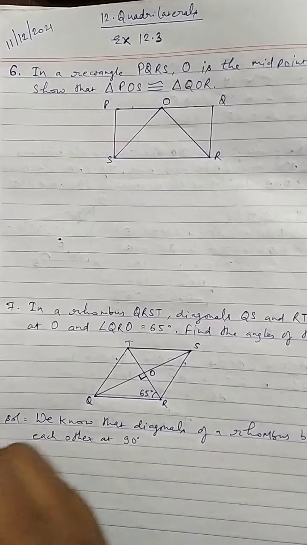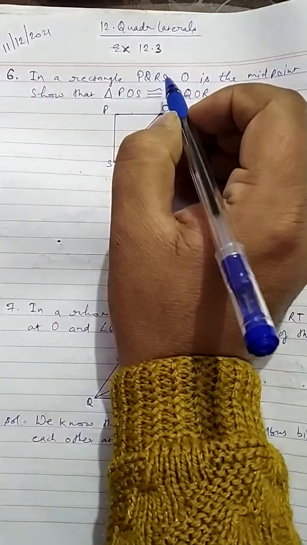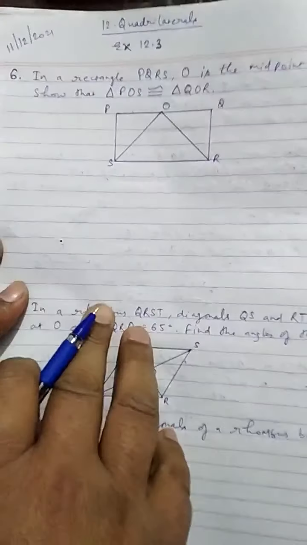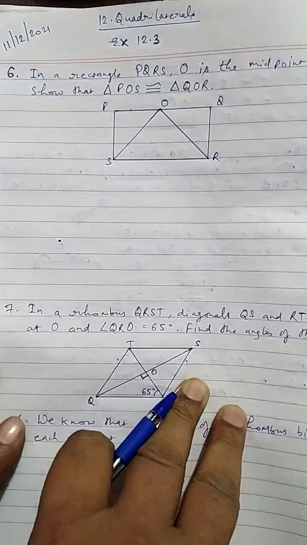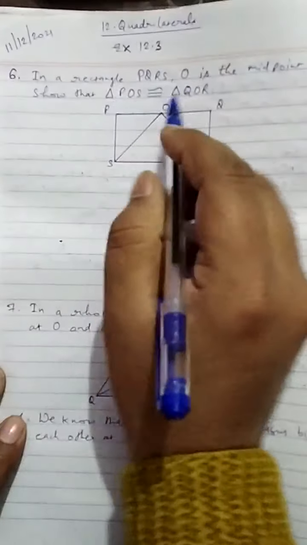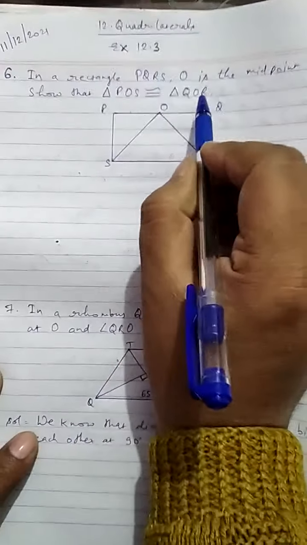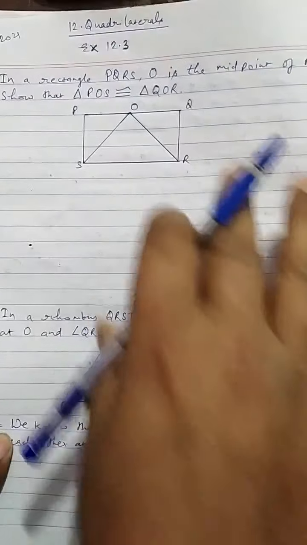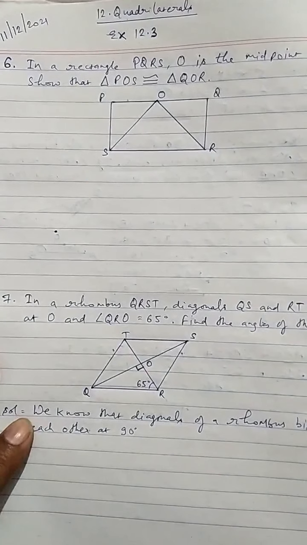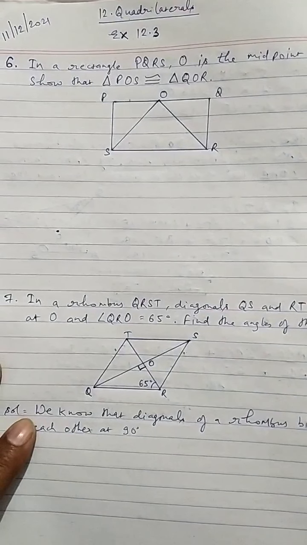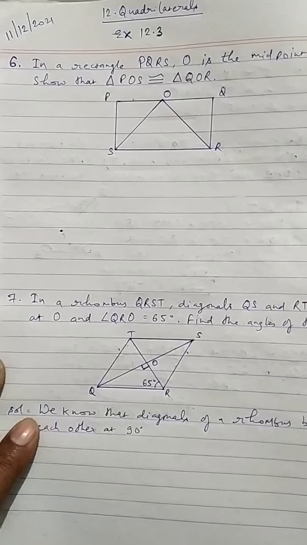Dear students, in exercise 12.3 of quadrilaterals, we are having question number 6 first. In a rectangle PQRS, O is the midpoint of PQ. Show that triangle POS is congruent to triangle QOR.